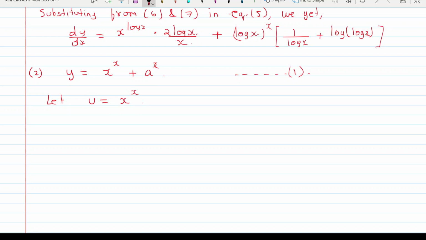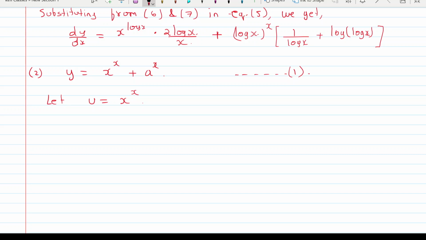The moment I write u is equal to x raised to x, this problem is the first problem of logarithmic differentiation, the first problem we did the day before yesterday, x raised to x. So it's the same problem. So solve it.